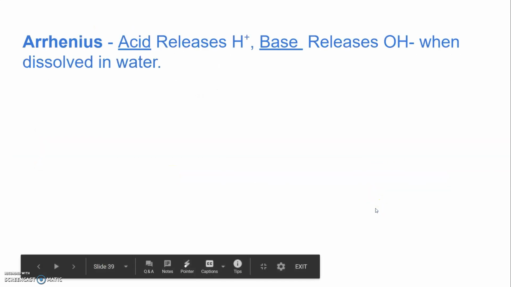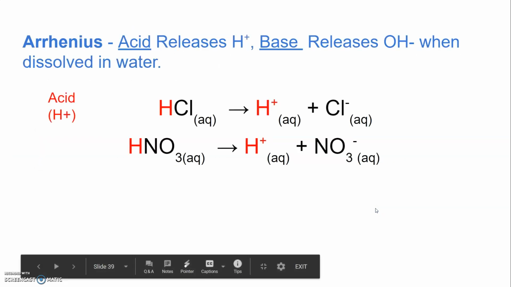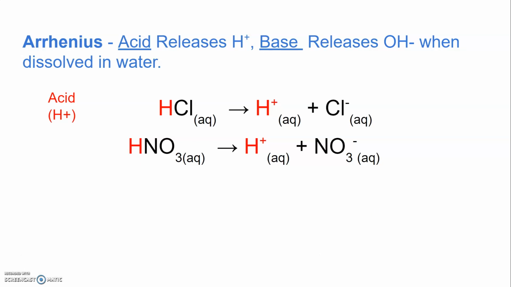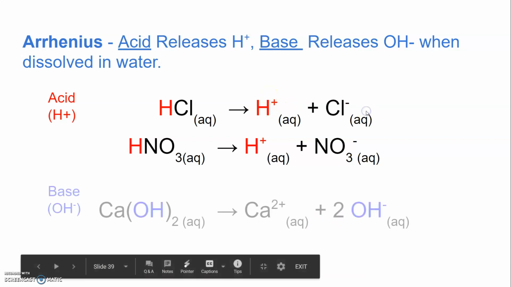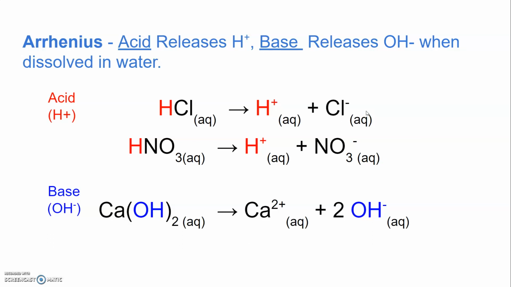Okay, so let's go back to summarizing this definition of acids and bases, and see what happens when we dissolve an acid and base in water. For acids, when you dissolve them in water, they break apart and form H+. So they release H+ into the solution. Whereas with bases, when you dissolve them in water, they release the OH-. Now for these Arrhenius examples, it's clear to see where the H is coming from in the acid and where the OH- is coming from in the base.